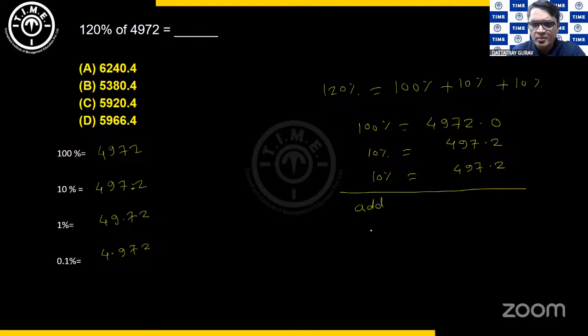So this is what 120% equals. Start with addition. It will end with 4. If you look at all the options, all the options end with 4. Next number: 7 plus 7, 14. 14 plus 2, 16. So the answer ends with 6.4. Please observe how many options end with 6.4. There is only one option ending with 6.4. So option D is the answer.